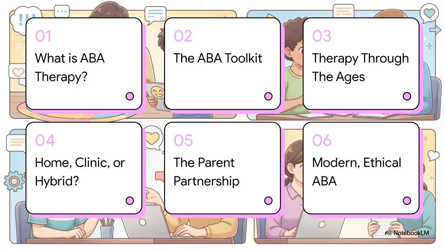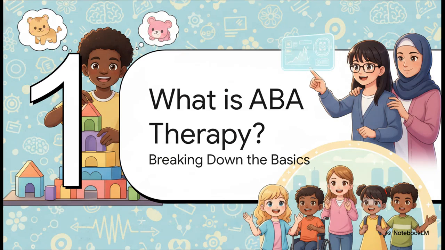So, here's our roadmap. We'll start with the basics. What even is ABA? Then we'll look at the tools of the trade. After that, we'll get into the real heart of it, how therapy changes with age. We'll also cover where it all happens, your crucial role in the whole process, and what good modern ABA looks like today. All right, let's kick things off with a big one.